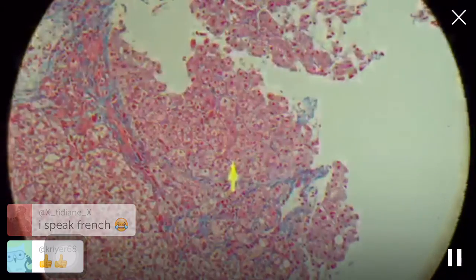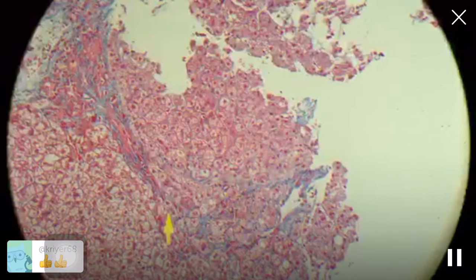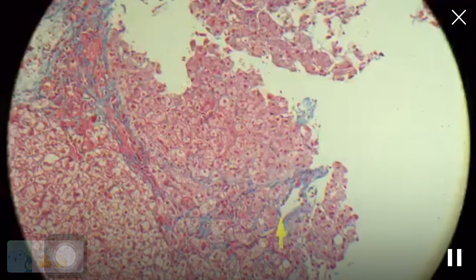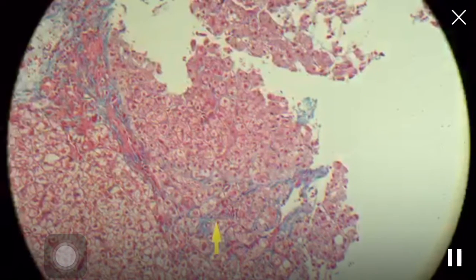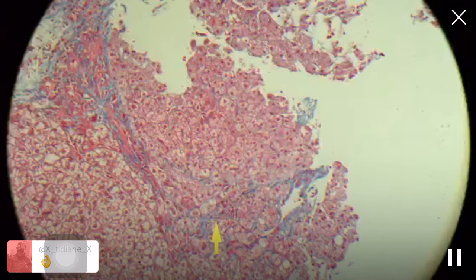Here's some pericellular fibrosis, nicely shown. See how you've got collagen fibers weaving in and around hepatocytes. And you can see these fibers would be very difficult to see on H&E. But on trichrome, they leap out at you.